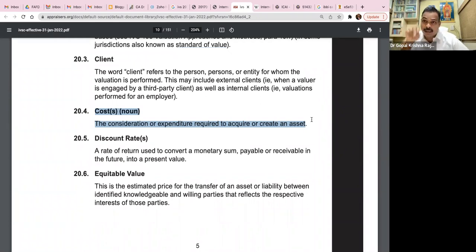What are the methods in cost approach they are explaining? But what is cost has not been defined. Okay, so what should be included in cost has been there. So that is why this is very important. Consideration or expenditure. You need to also appreciate one thing. That consideration or expenditure will also include notional cost. The notional cost concept is discussed in the valuation standard, especially in 105. So that is why para 20.4 is cost is an important definition.